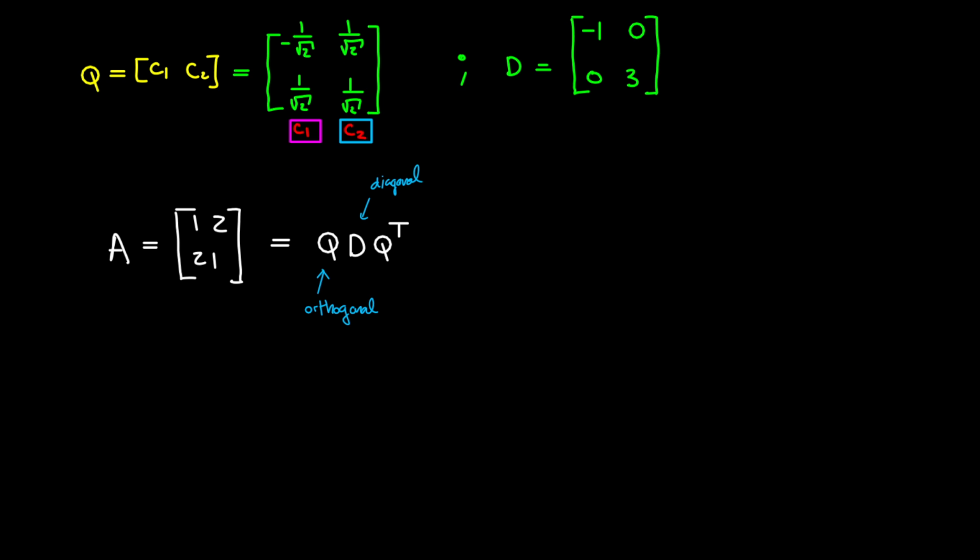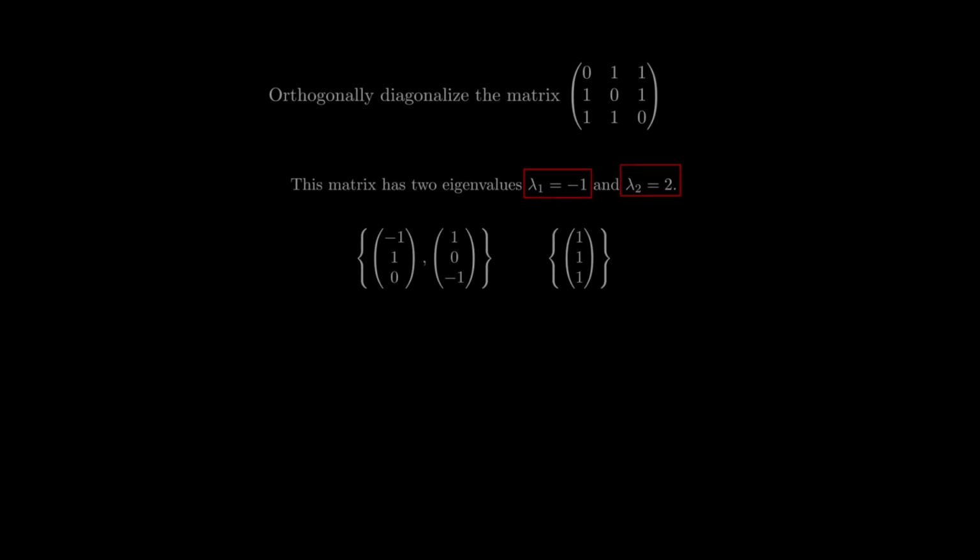Let's take a look at a slightly more complex example. So a 3 by 3 matrix, which is given here. So the question is to orthogonally diagonalize this matrix. Now, this particular matrix actually appears in a different video where we calculated the eigenvalues, which are given here, and we calculated eigenvectors, well, all eigenvectors, which were given here and here.